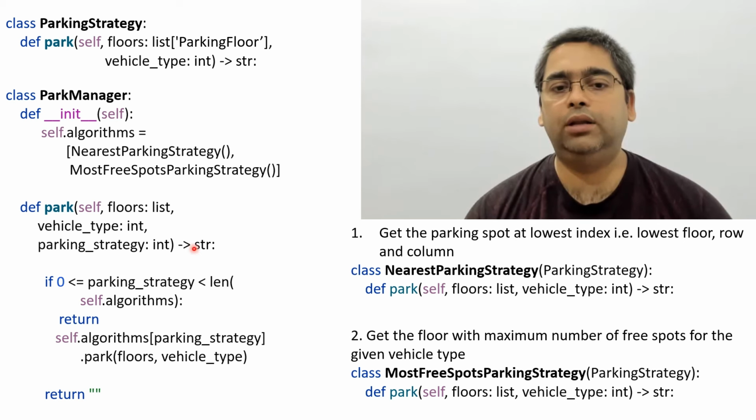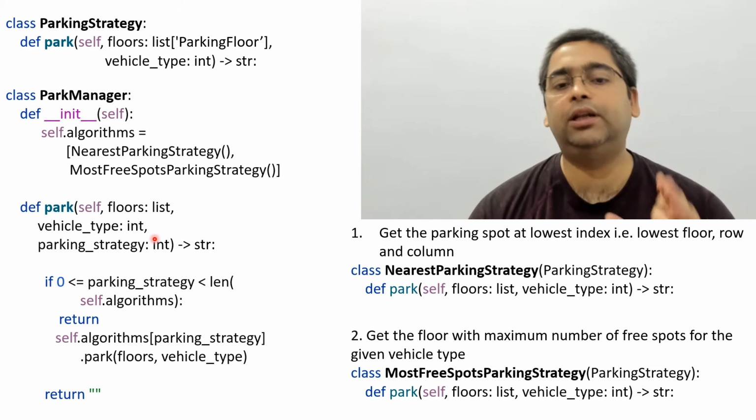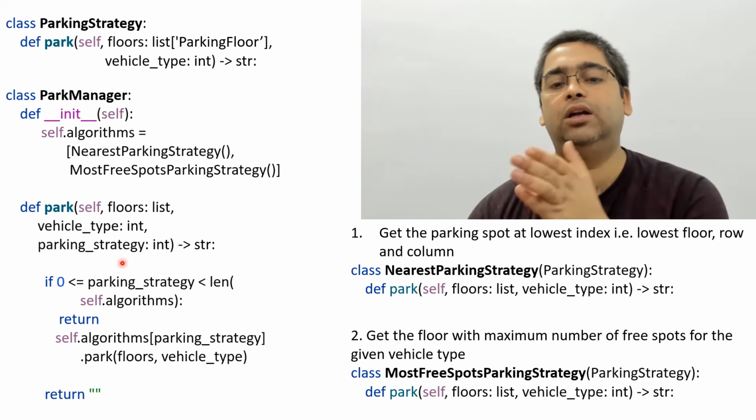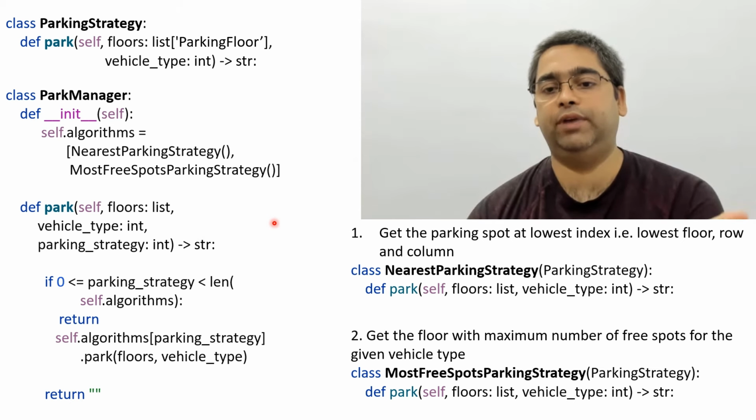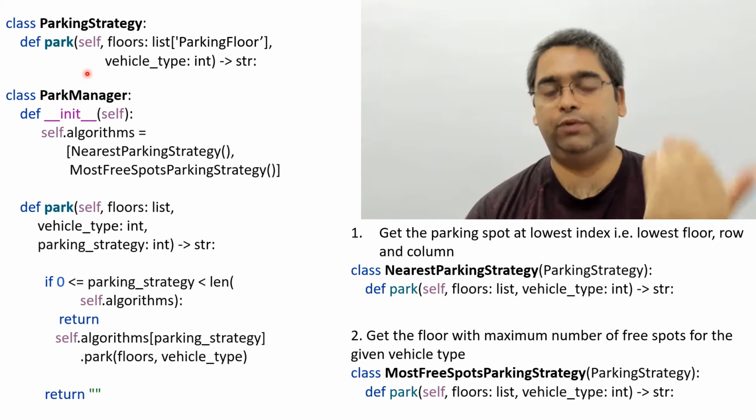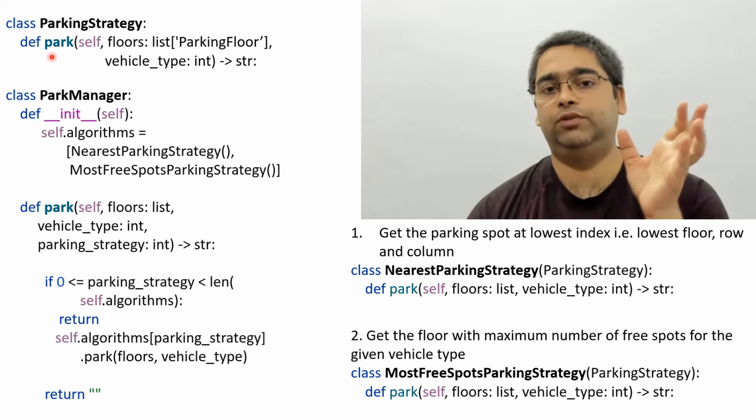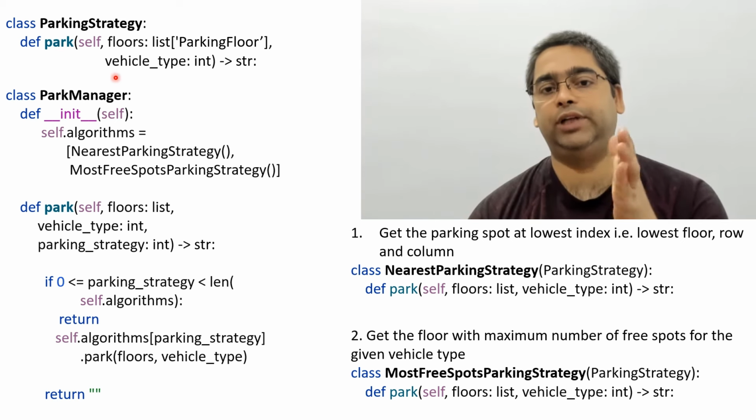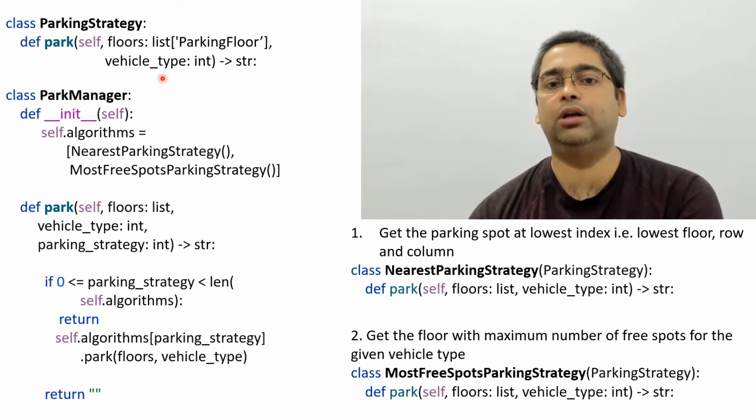If you remember, in the beginning we had a parameter parking strategy in the park method. Let's see how it works. Basically, this parking strategy decides which algorithm is going to be used to assign a spot ID for a given vehicle. What we did was we created an interface or basically a super class which will have the method park, which will take a vehicle type. This will be implemented by all the algorithms.